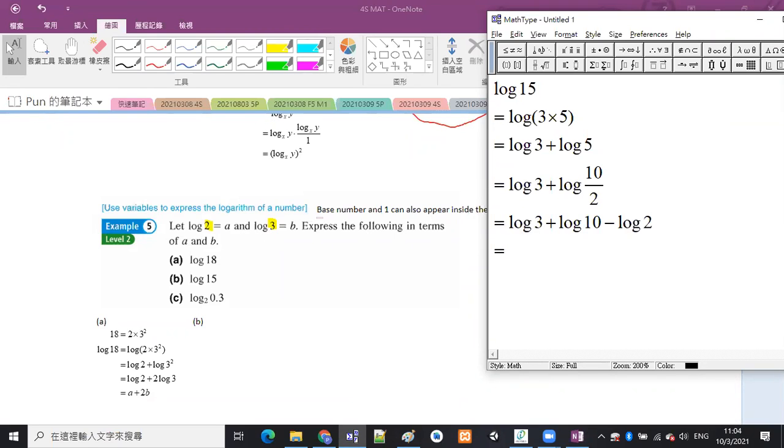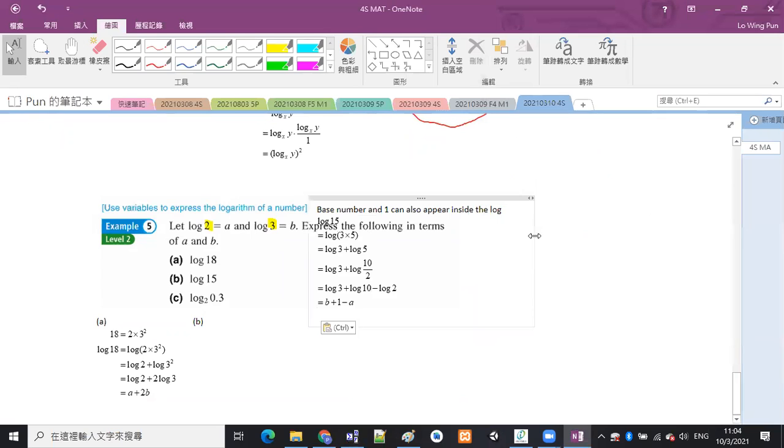So we can change the log 3 to be b. And log 10 is equal to 1. And minus log 2, which is a. Okay? And that is the answer of part B.